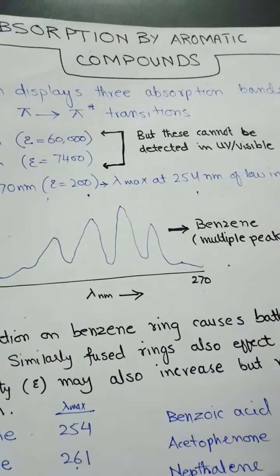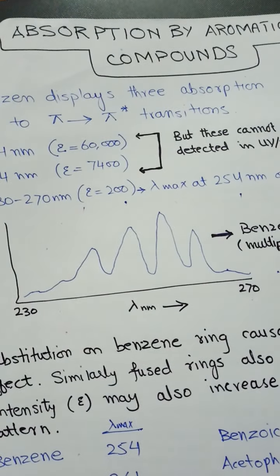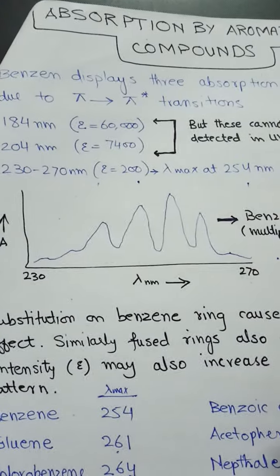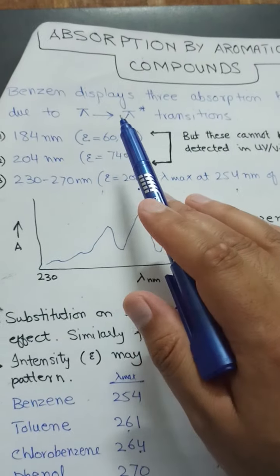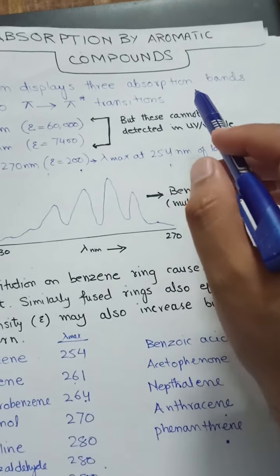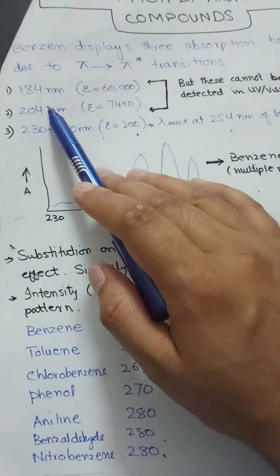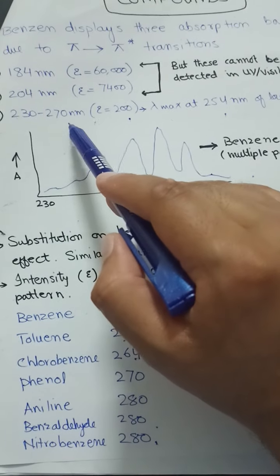Now the last one is the absorption or lambda max of the aromatic compounds. It is also important, so we should know what the values of the aromatic compounds will be. There are no specific rules, but we should remember the values. In the case of benzene, it displays three absorption bands due to pi to pi star transition: 184 nanometer, 204 nanometer, and between 230 to 270 nanometer.